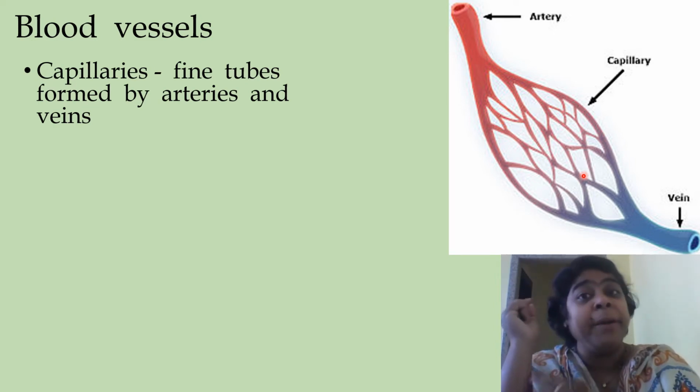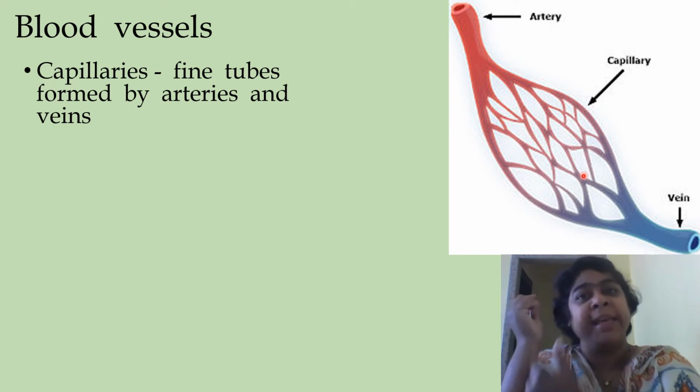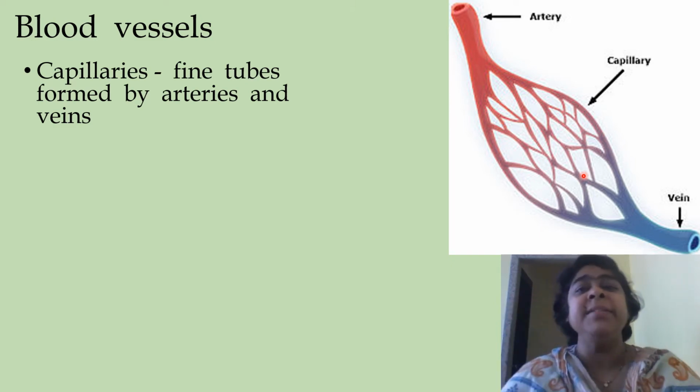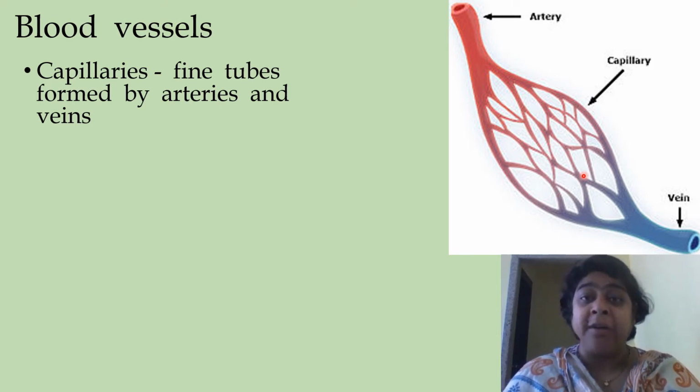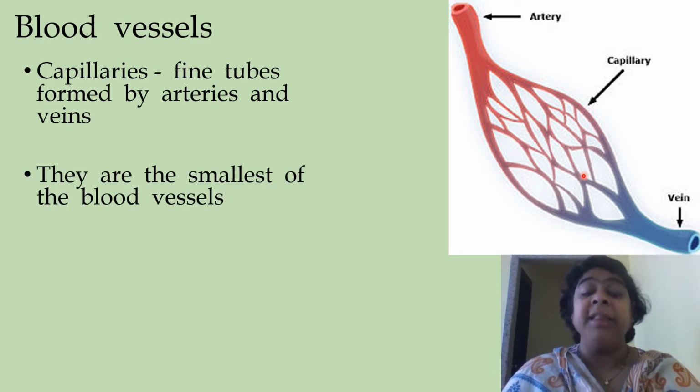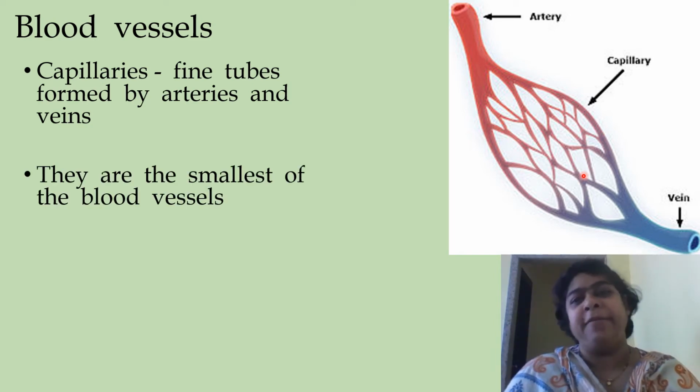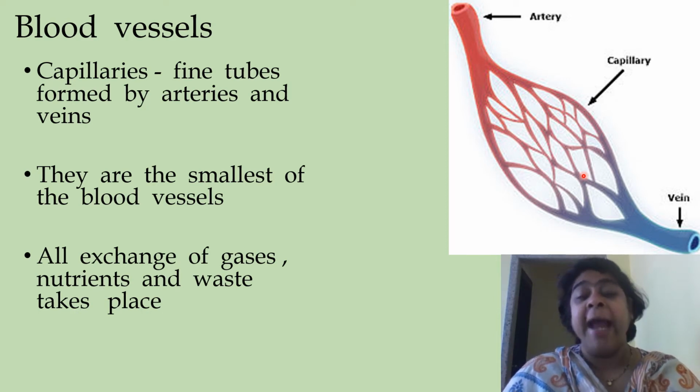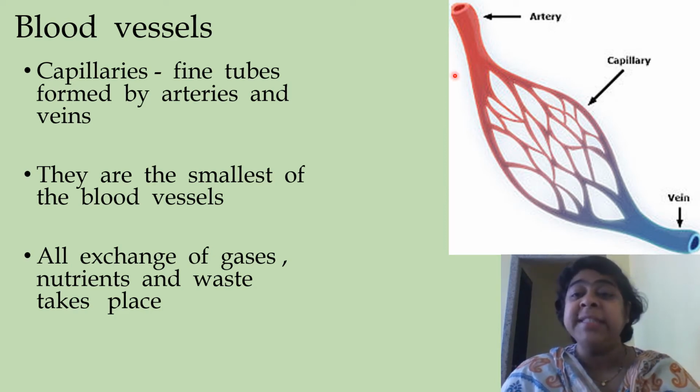And how do they get repaired? Once the blood flow starts again, the capillaries repair. So capillaries are fine tubes formed by the arteries and by the veins. They are the smallest blood vessels, and all exchange of gases, nutrients, and waste takes place in these capillaries.